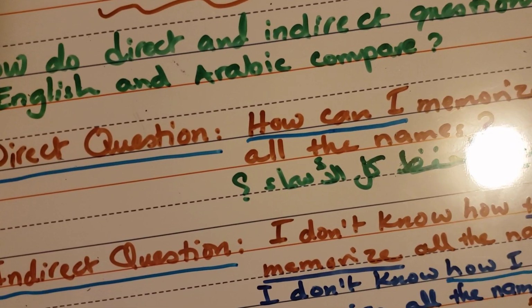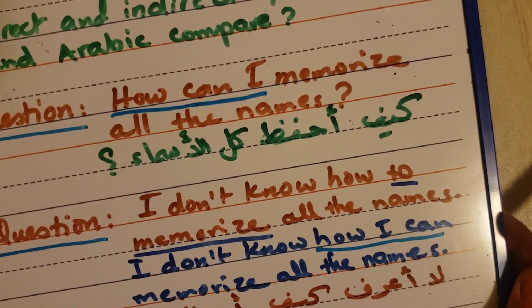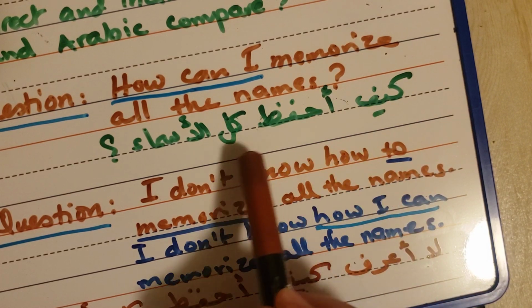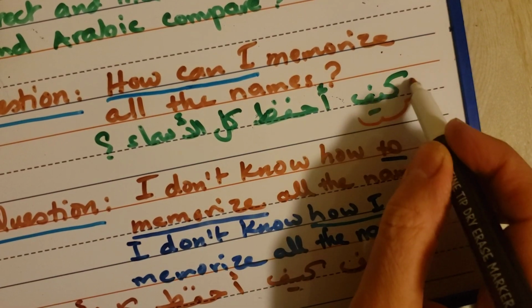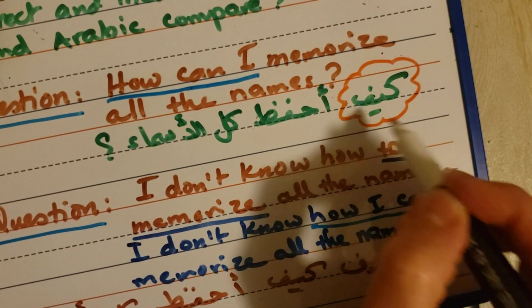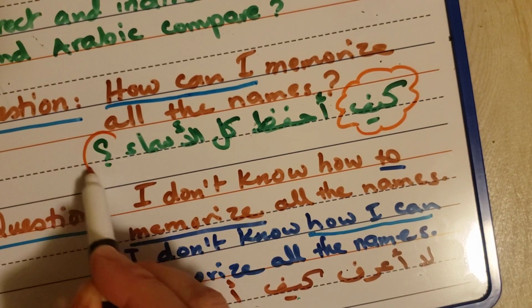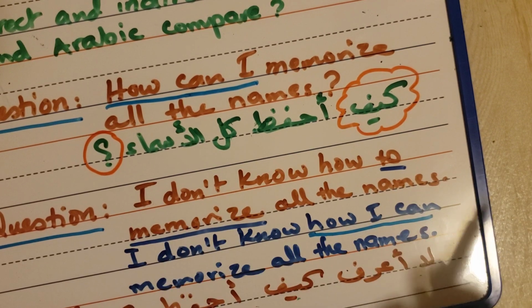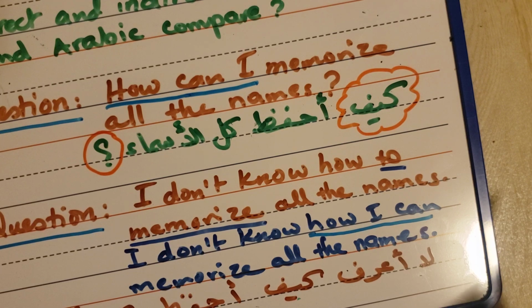So direct question, for example, how can I memorize all the names? Okay. And in Arabic, it is translated into كيف أحفظ كل الأسماء. So here, what did I use? I used a question word. Because it's a direct question, I have to use a question word in order to make a question. And there is a question mark at the end of the question, right? So كيف أحفظ كل الأسماء? How do I memorize, or how can I memorize all the names?